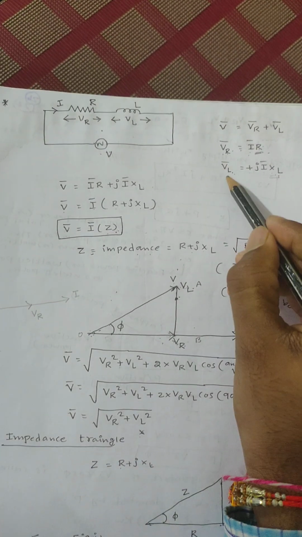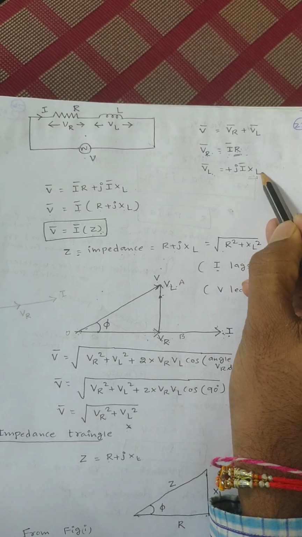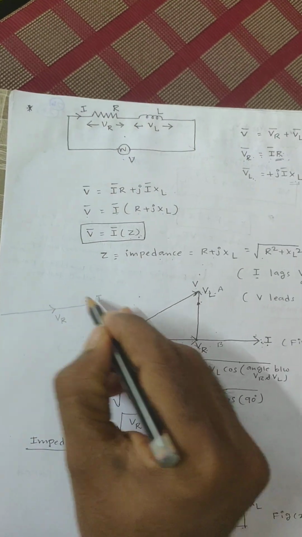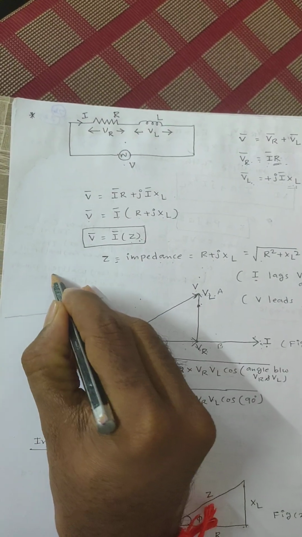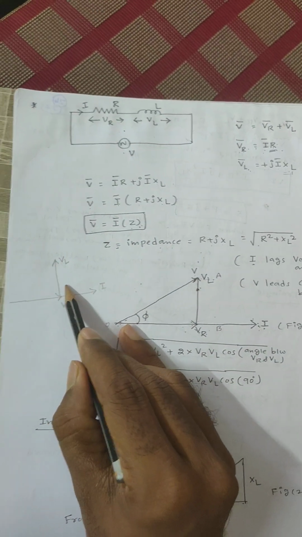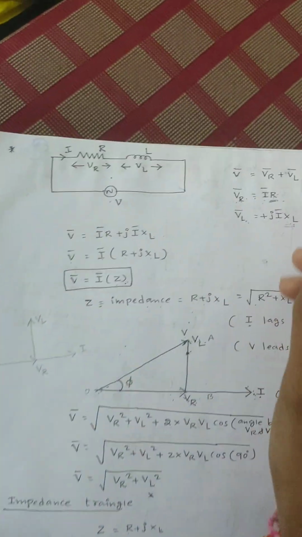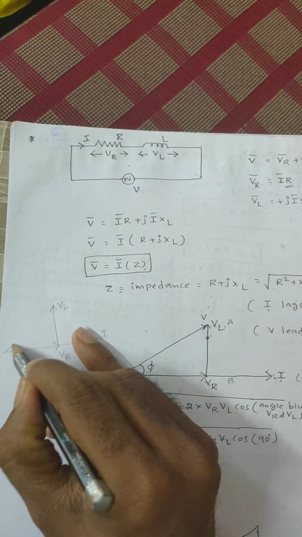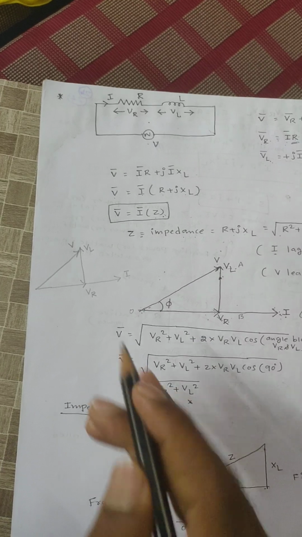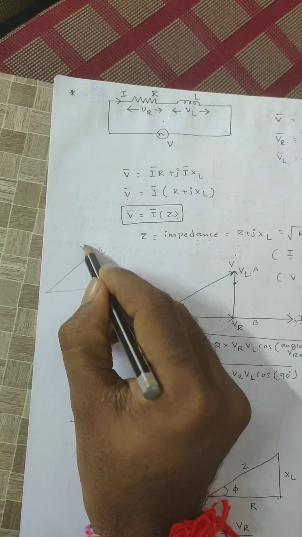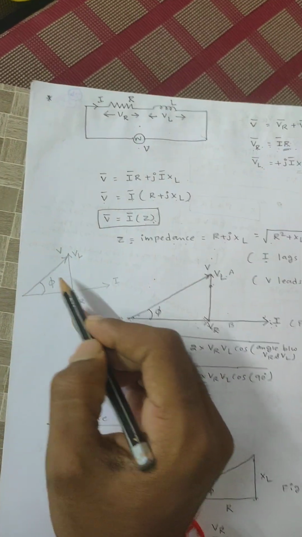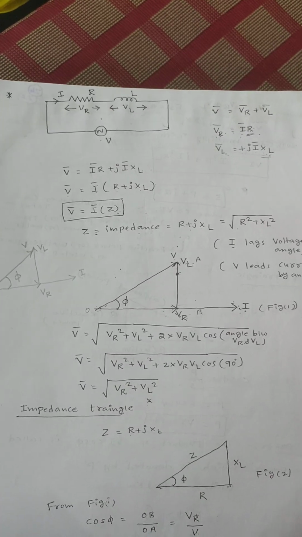Next, VL is equal to plus j into I into XL, right? That means VL leads the current by 90 degrees. This is the current, right? Now this is VL. VL leads the current by 90 degrees. After that, the vector sum of VR and VL is nothing but the total voltage V. This is the phasor diagram. The angle between the current and total voltage is nothing but the power factor angle. This angle will be less than 90 in case of a series RL circuit.